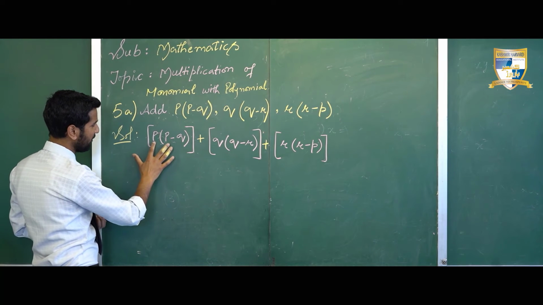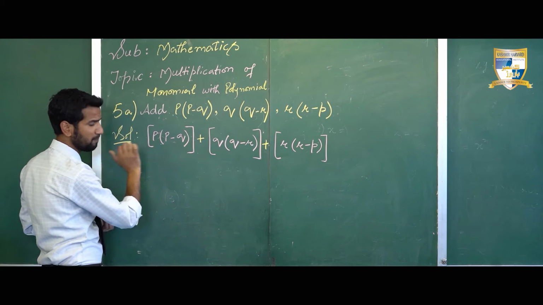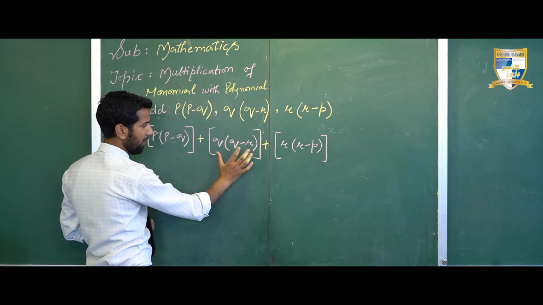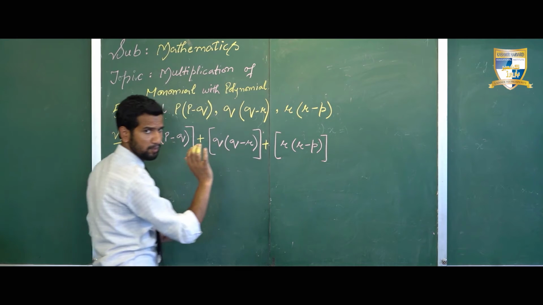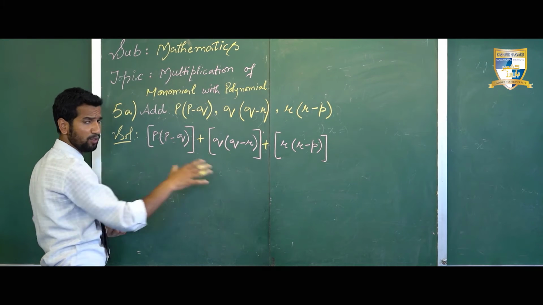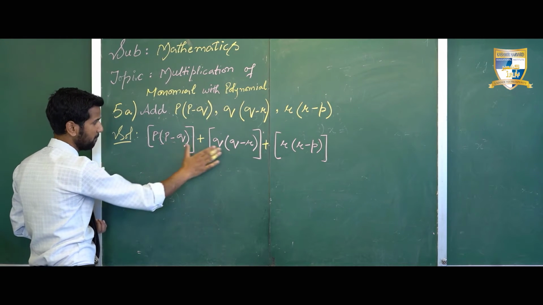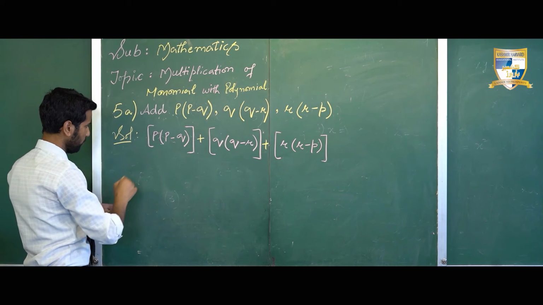But first, what we have here is a monomial in multiplication with this binomial. This monomial is in multiplication with this binomial. This monomial is in multiplication with this binomial. So before starting to add, we are going to first simplify them.